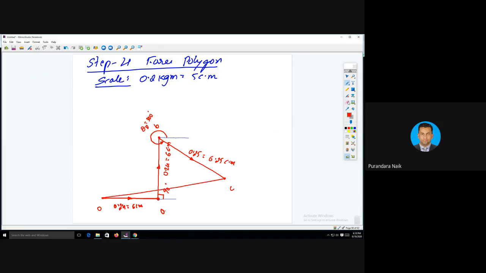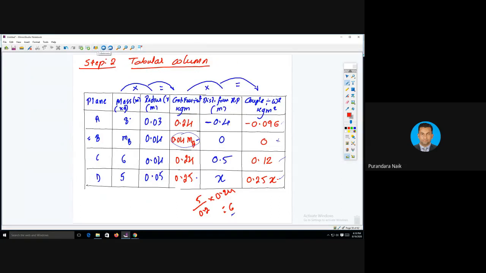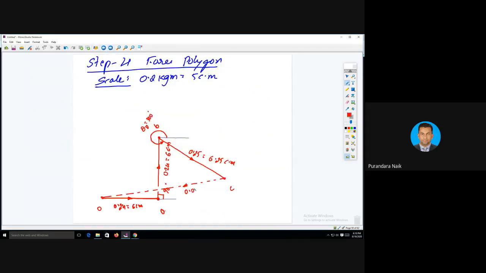And you need to show it as a dotted line because it is an unknown mass. Okay, so this is dotted. Why? Because it is unknown. So now you can show it as, from the tabular column, 0.04 MB. This is the mass.